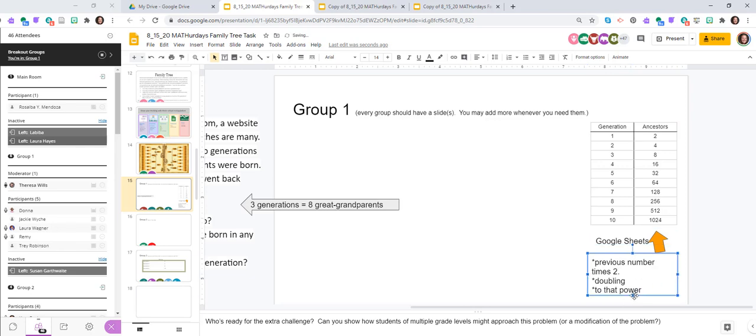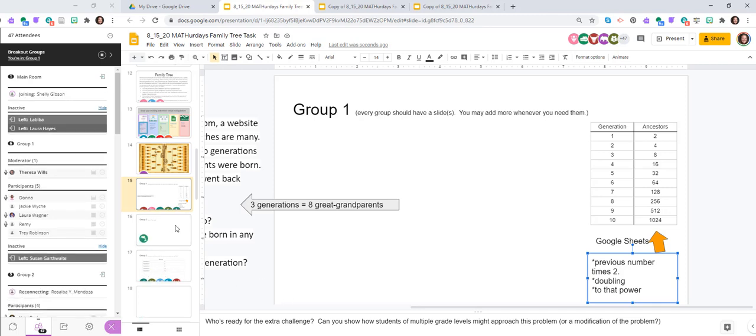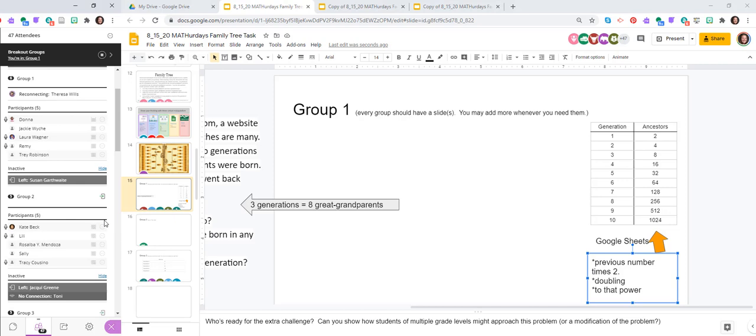Neat. See if there's any other ways of thinking about this. You can make my little list look way better and add more to it. I love that there are already multiple grade level goals here: multiplying by 2, doubling, and to that power. So feel free to add to that as you're thinking through it. Okay.